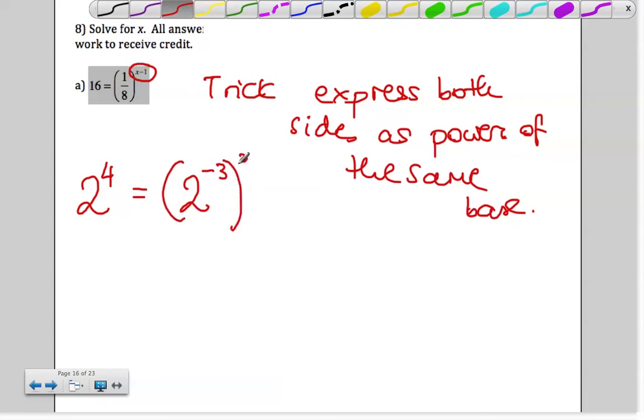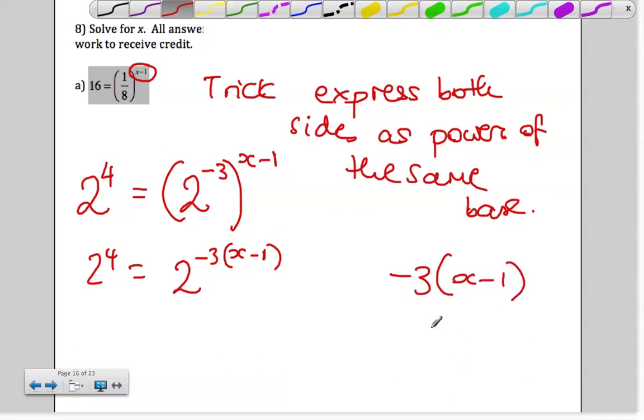The x minus 1 is still there. Now I can apply the rule of a to the m to the n. So 2 to the minus 3 brackets x minus 1. Lots of you will lose this mark here. I'm just going to do that on the side. Minus 3 times x minus 1 is minus 3x plus 3. So 2 to the 4 equals 2 to the minus 3x plus 3.